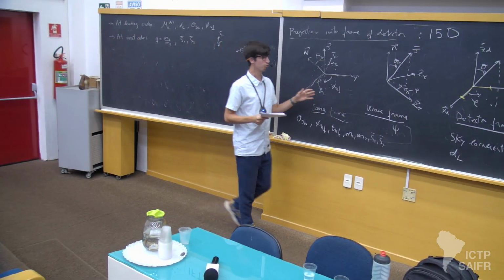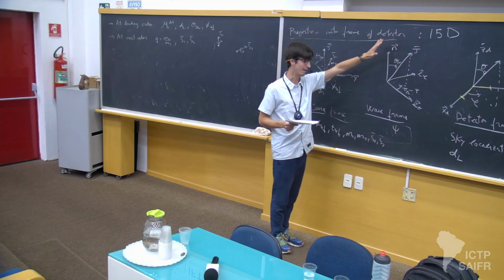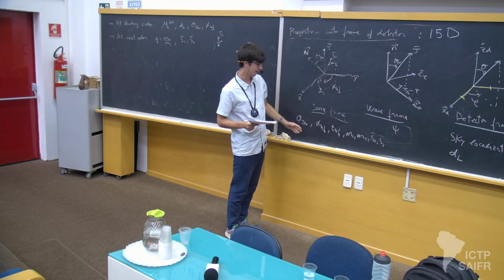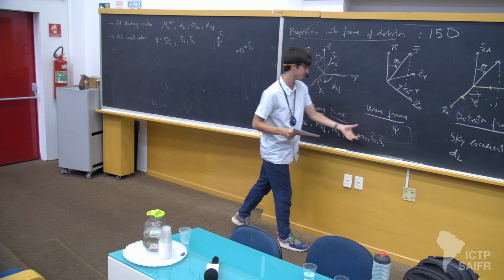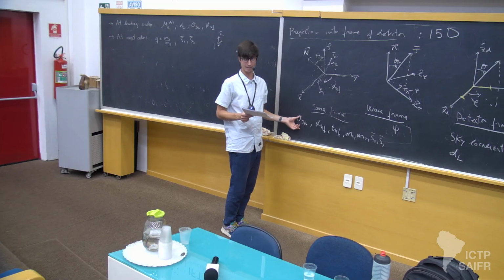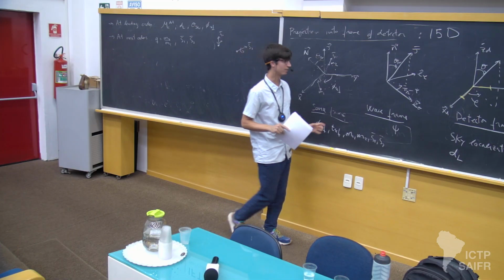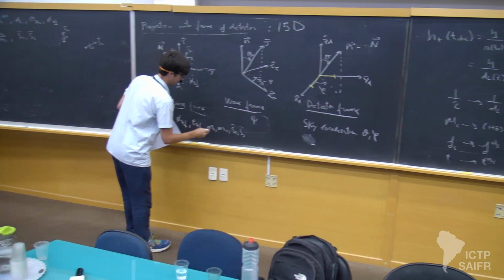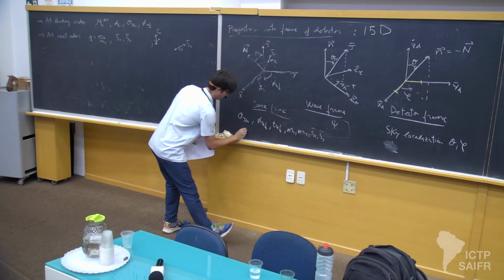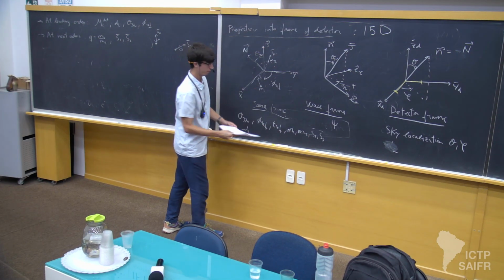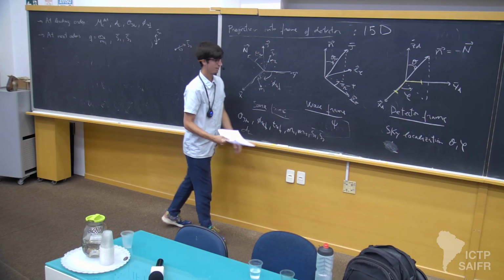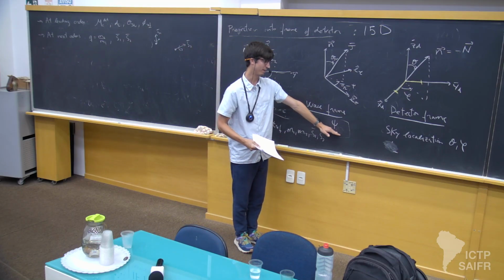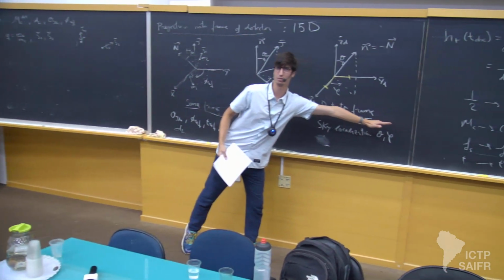And the only thing that we are left with: we have seen how all of these parameters here in the source frame affect the signal. One second, maybe I should put this here. So we have seen how all of these parameters affect the signal. We need to see now how the polarization angle and the sky localization affect the signal.